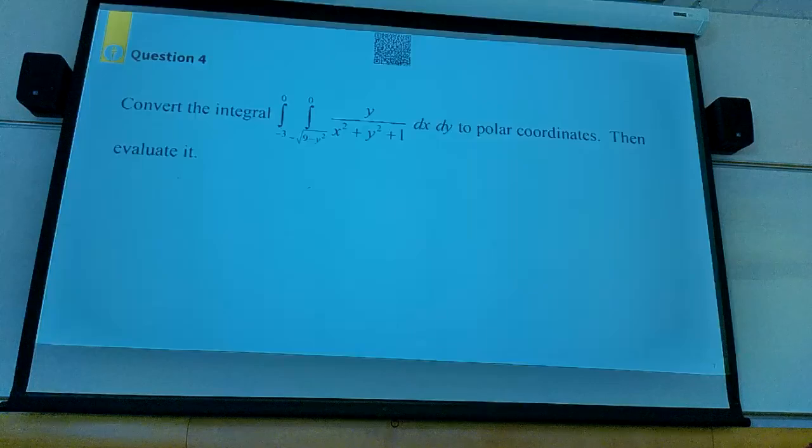So they want us to convert that iterated integral into polar coordinates and then evaluate it. Could you evaluate that in rectangular? Yes. You could actually do that in rectangular, but you'd have to switch the order of integration first. But then it's going to be really ugly.